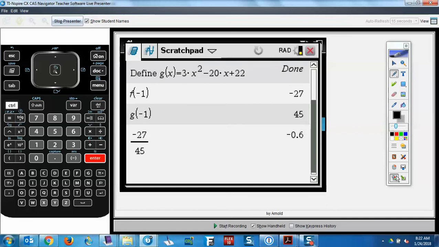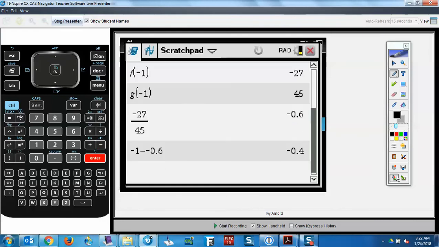Okay, and now let's go. So now we type in -1 minus, and then go up and grab our -0.6, right? And hit enter. Okay, so there we go. So this is pretty slow. Now we can repeat that. So the -0.4 is what we want to start with, right? So let's speed up the process here. Let's just type in -0.4 minus, and now do the fraction.